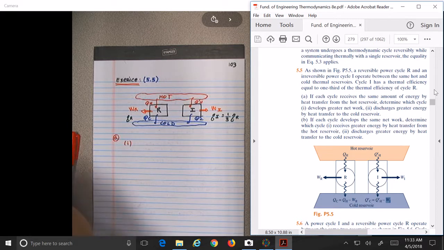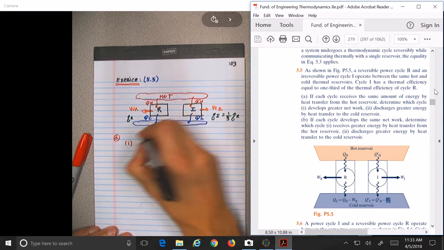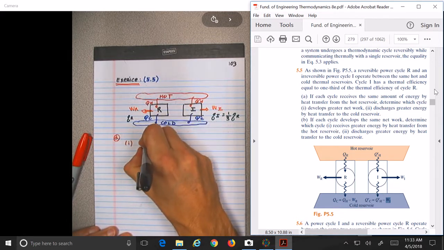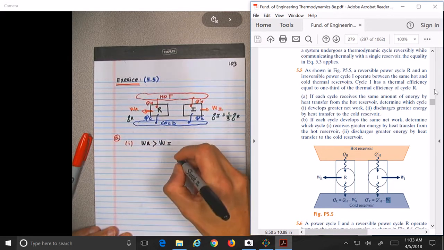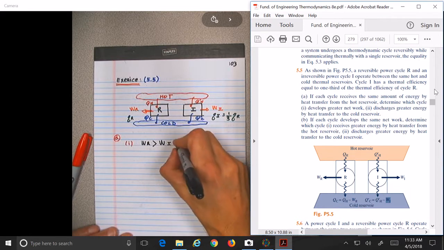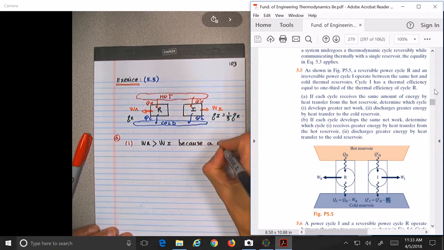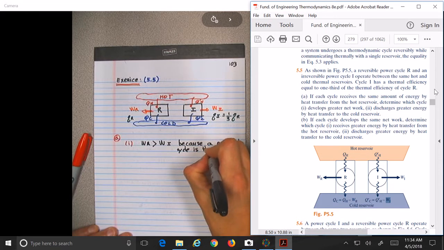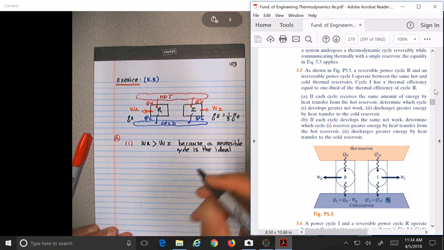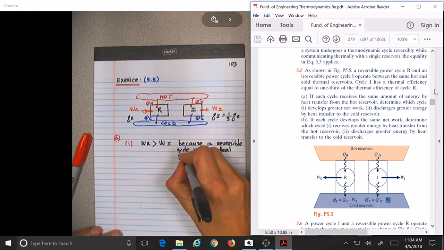I don't know how to answer those things. I mean, it's things. Okay, so let's say A, we can just say WR higher than work irreversible, because a reversible cycle is the ideal power cycle in this case.